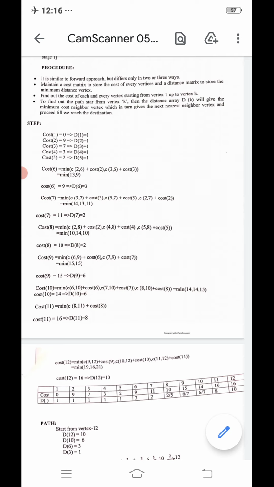Which one is the minimum of 14, 14, 15? 14 value is the minimum. Cost of 10 will be assigned to 14. Where can we get the value of 14, 14? Cost of 6, cost of 7. Now we have to take destination of 10 will be 6 by 7. Destination of 10 will be 6 by 7, 6 or 7.